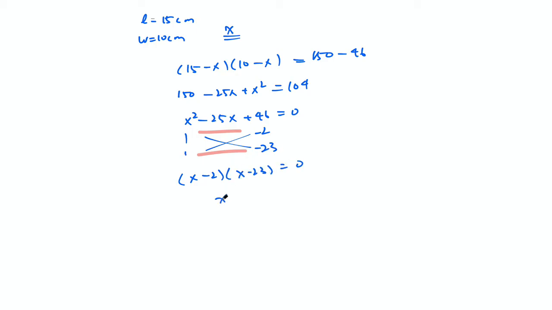So you end up getting that x has to be either 2 or 23. But if it's 23, we'll subtract way too much and we'll have two negative length and width values. So it has to be 2. That means the dimensions of the cropped photograph are going to be 15 minus 2 and 10 minus 2. So it's going to be 13 centimeters and 8 centimeters.